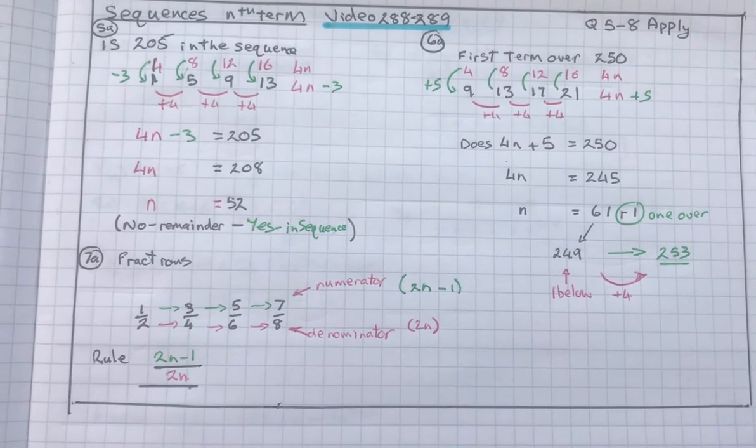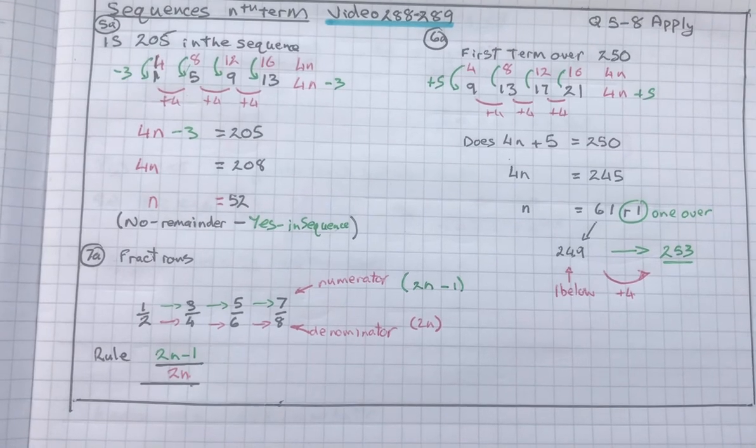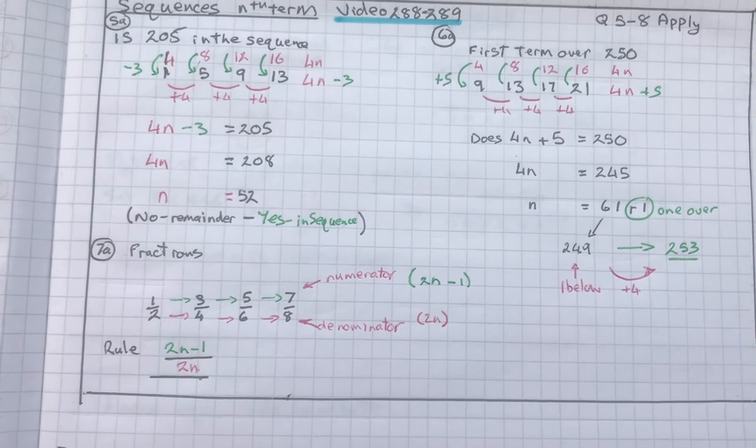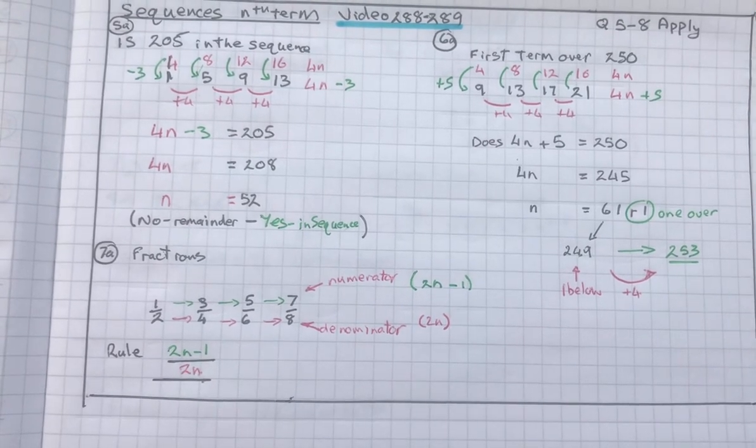It's increasing in 4s, so it's going to be 4n. But what do I do to my 4 times table to get my initial sequence? I take away 3, so the rule is 4n minus 3.